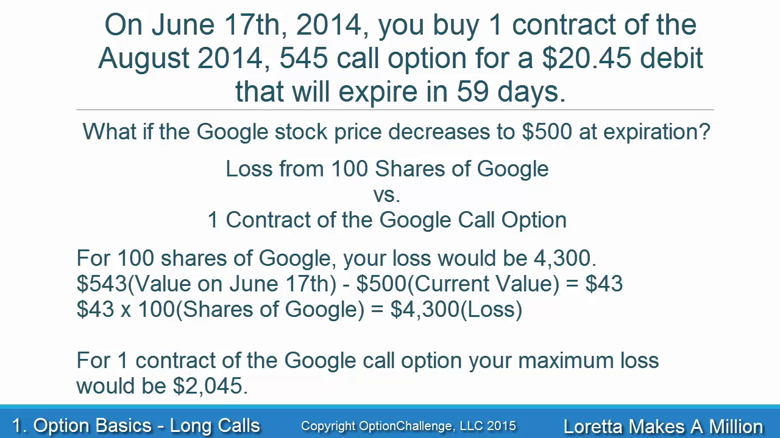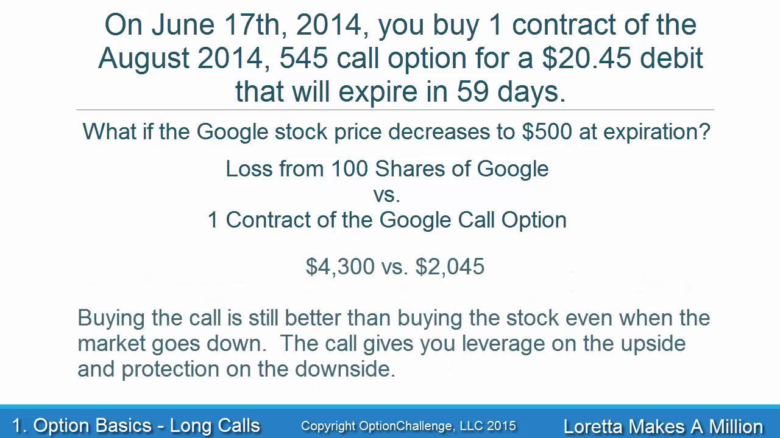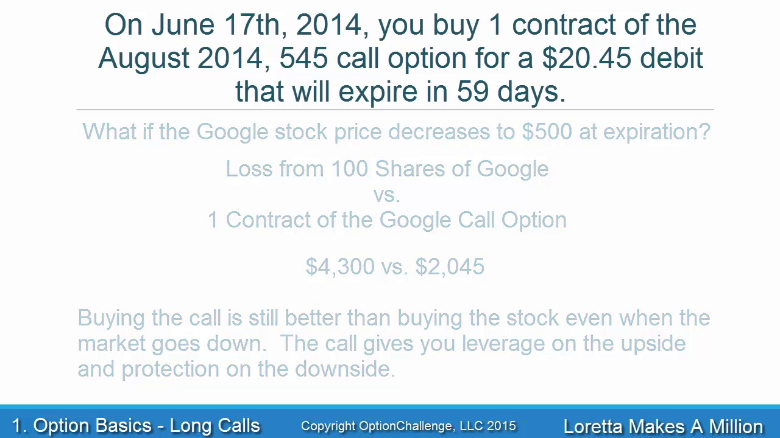By buying a call, you have defined risk. The maximum you could lose is $2,045. If you buy 100 shares of Google, theoretically it could go to zero. You could lose $54,300. In this example, you would have lost $4,300 versus $2,045. Buying the call is still better than buying the stock, even when the market goes down. The call gives you leverage on the upside and protection on the downside.